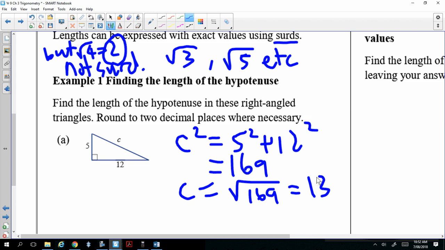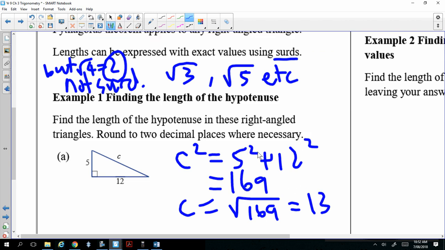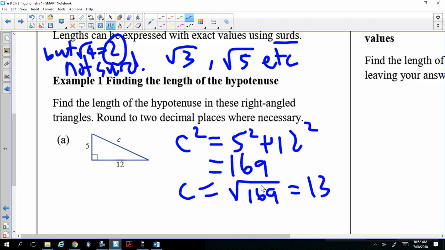Why is it not 17? Because you have to add the squares, not 5 plus 12. It's 5 squared plus 12 squared, and then you square root it. Okay. Any question?